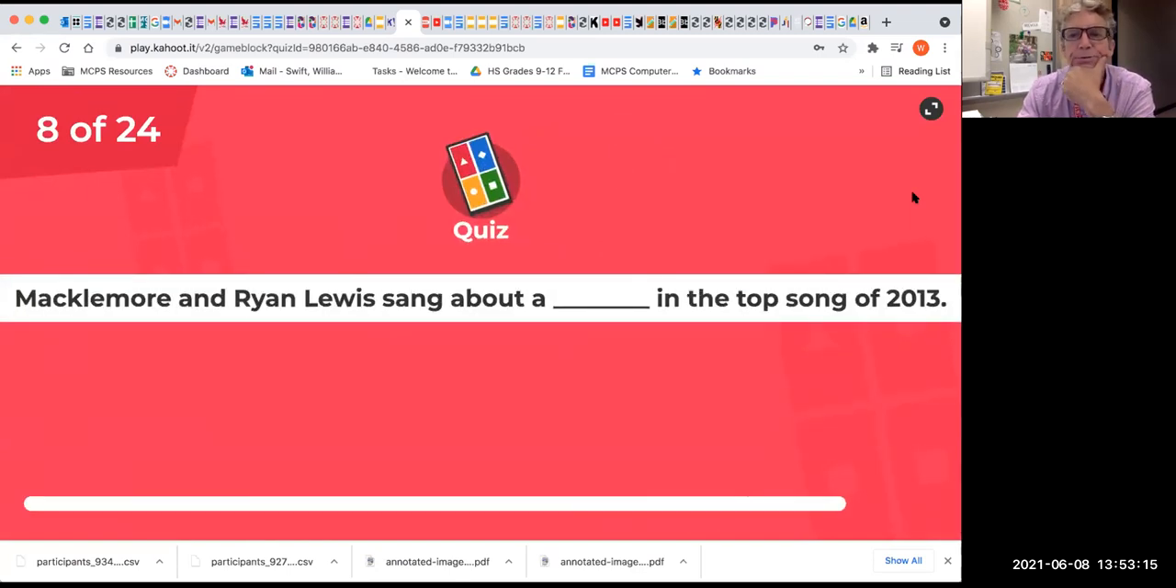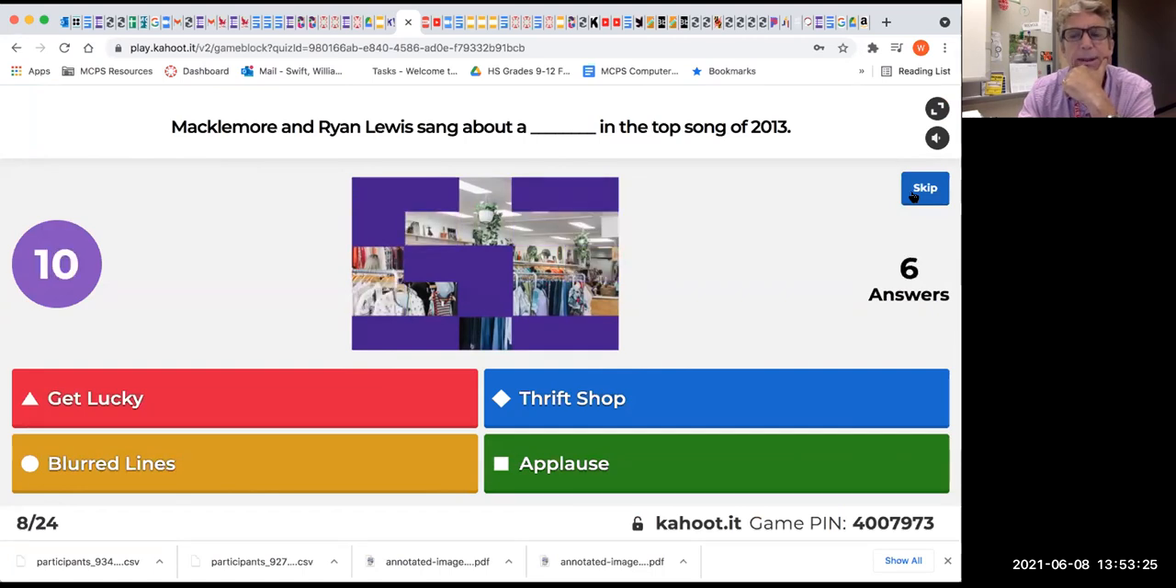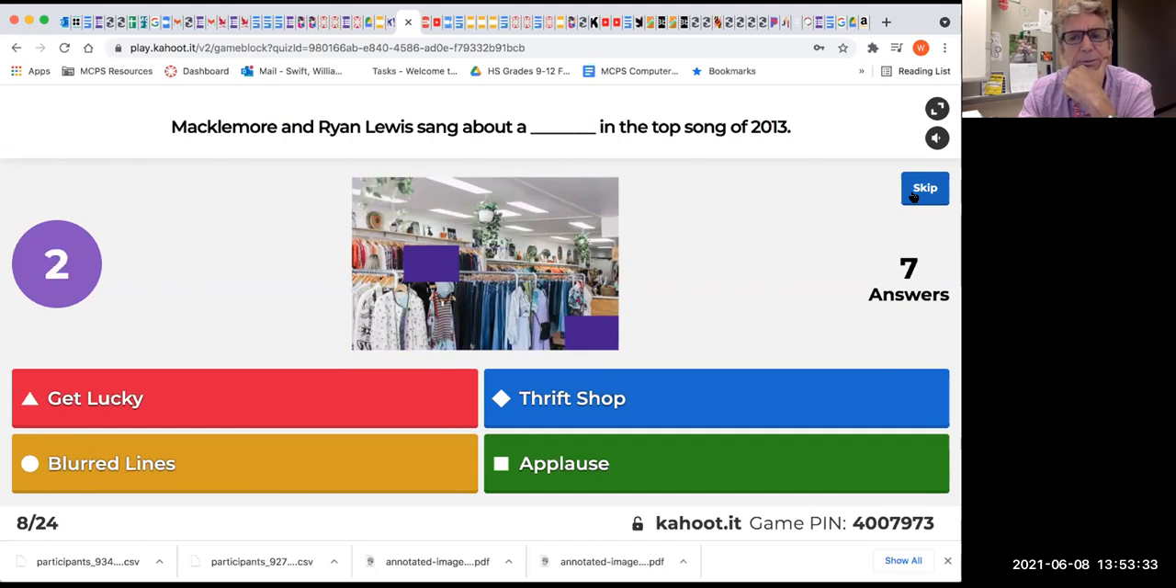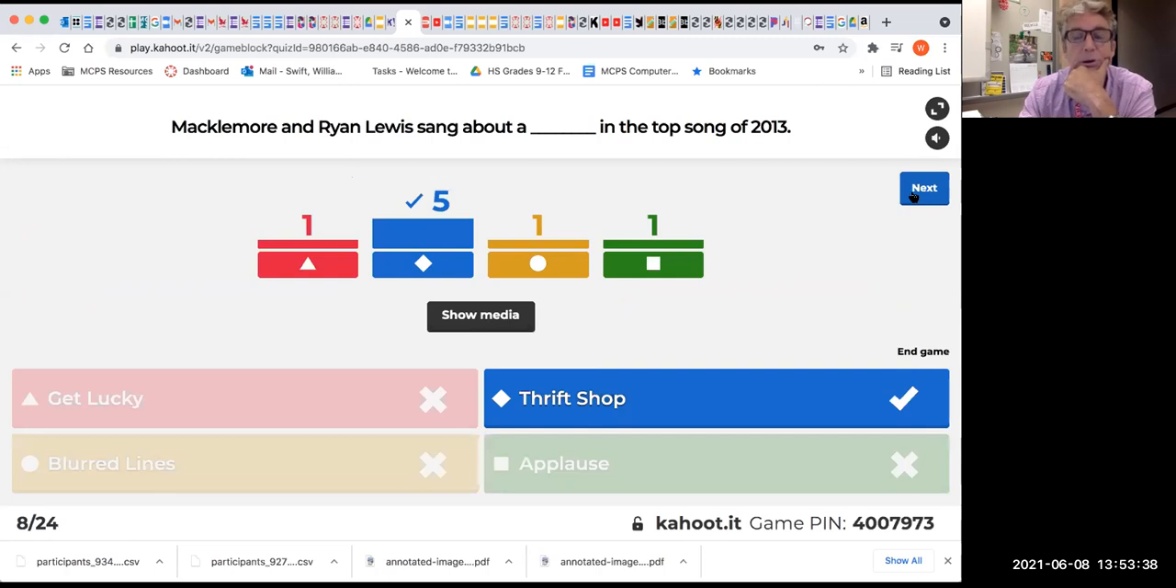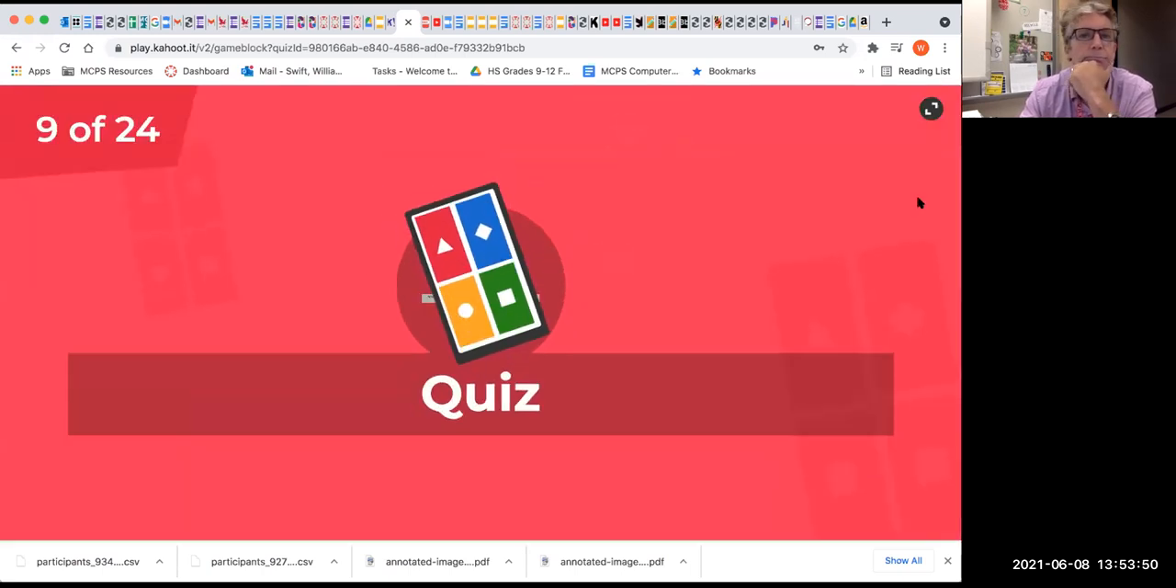Macklemore and Ryan Lewis sang about what in the top song of 2013? Well, it would never be Applause. It would never be Get Lucky, and it would never be Blurred Lines. I'm guessing it has to be Thrift Shop. Know your English grammar, and you will get the right answer. See? Who says grammar doesn't pay off? Kelly, ruling the roost. Great job.